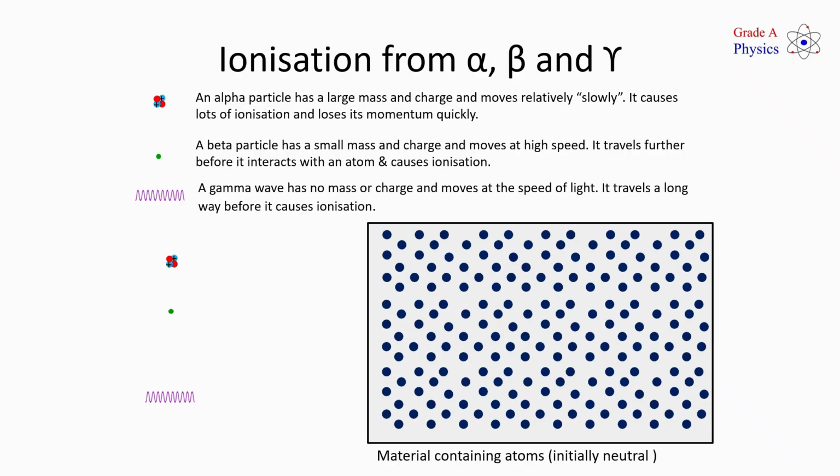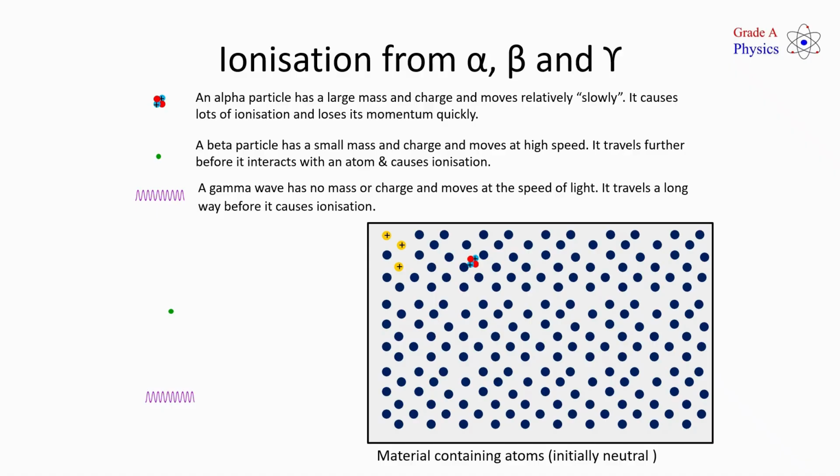So let's have a look at alpha first of all. Alpha has got the largest mass and the largest charge, even though it tends to be moving the slowest. Because of this large mass, large momentum and large charge, it causes lots and lots of ionization over a short range. So we have this short range, but lots of ionization.